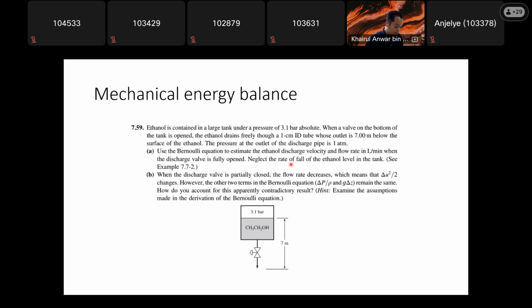So the Bernoulli equation, refer to question 7.7-3. Compared to the mechanical energy balance general equation, you can see there is no term for friction and shaft work. So meaning there is no friction involved in this system. And based on the diagram here, there is no mechanical work as well.